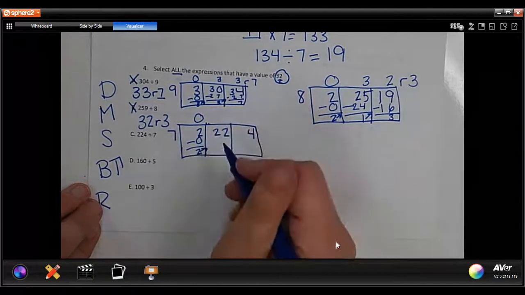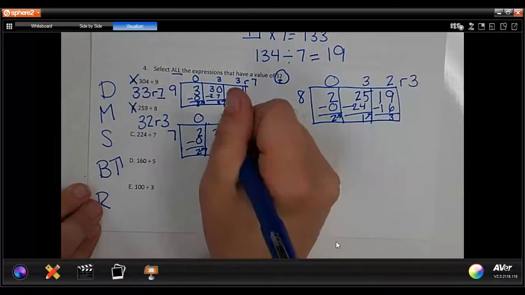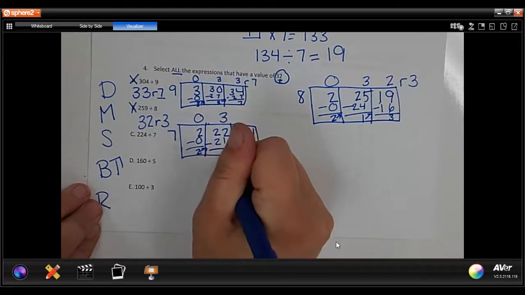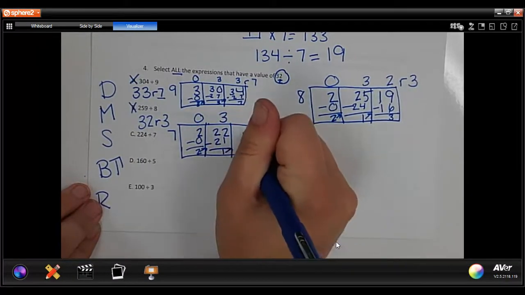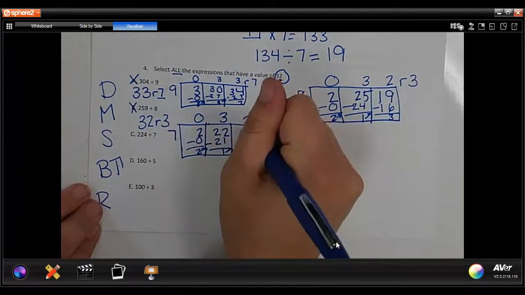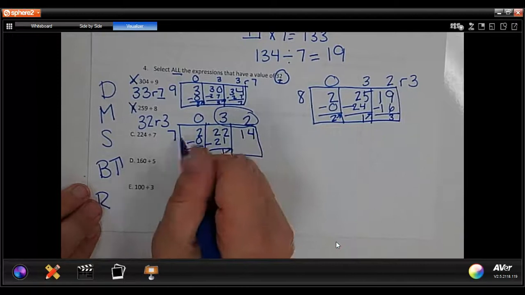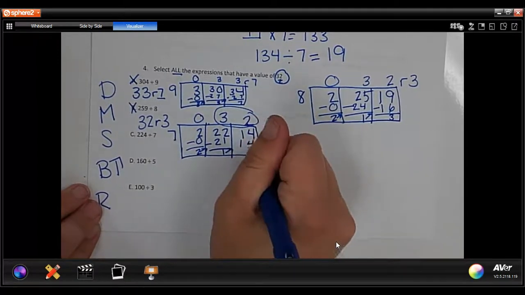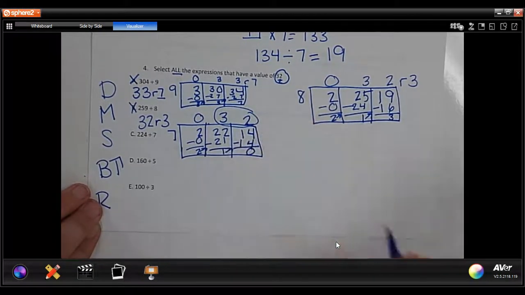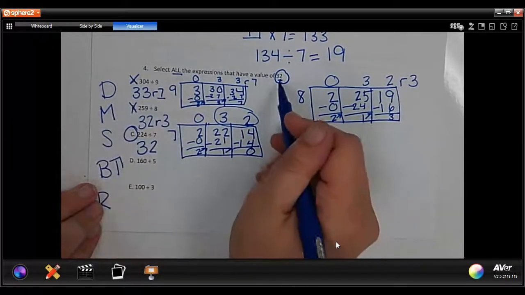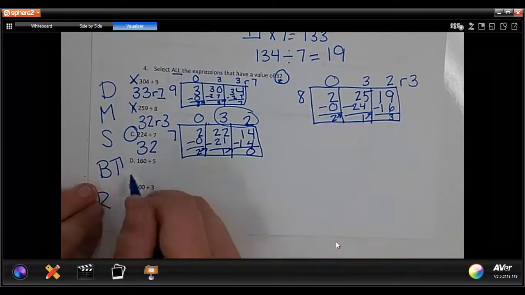Bring up my 2. 7 goes into 22 3 times. 7 times 3 is 21. Subtract 22 and 21, which is 1. Bring up my 1. 7 goes into 14 2 times. My quotient is 32. And 7 times 2 is 14. Subtract 14, 0. So this one does not have a remainder. The answer is 32, so I know that that is one of the values, so I would circle that one.